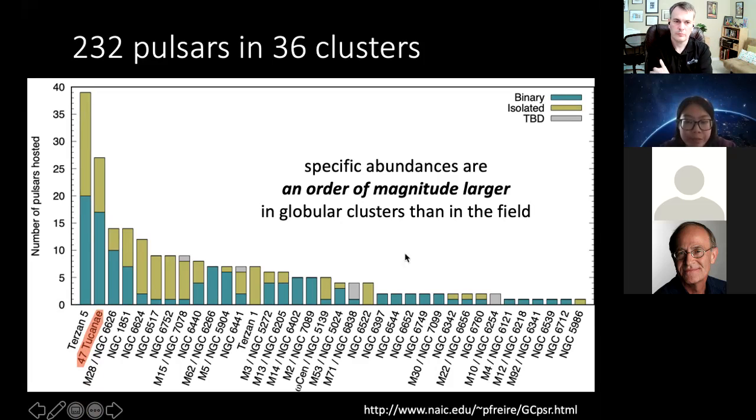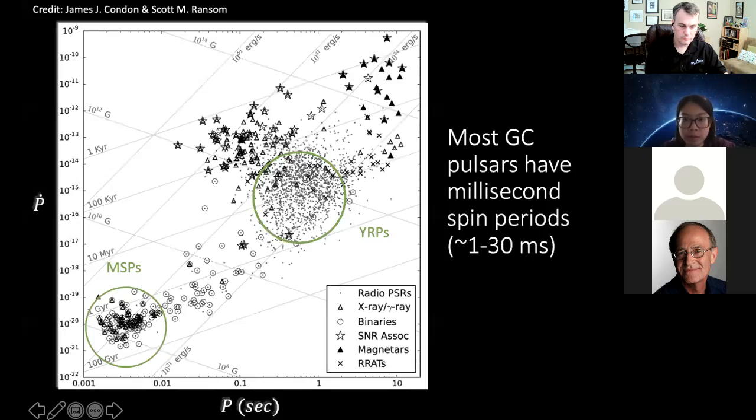But the specific abundance of pulsars in globular clusters is an order of magnitude larger than that in the field. And this is again why it's so interesting to study neutron stars and pulsars in globular clusters. And most of the pulsars in clusters are what we call millisecond pulsars. In contrast, most of the pulsars in the galactic field are young radio pulsars.